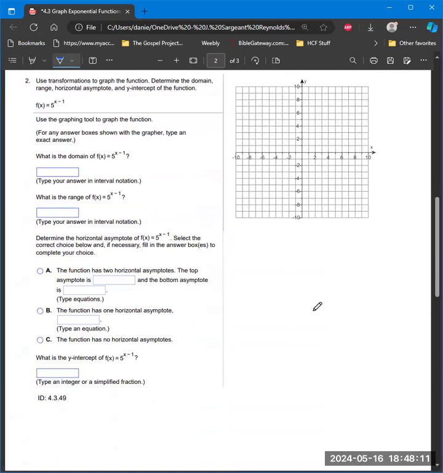Now let's look at this second function here, 5 to the x minus 1. We're going to start with the idea of 5 to the x, and we're going to move it 1 to the right. So it's still going to have a horizontal asymptote here at y equals 0. Now, instead of having the point 0, 1, it's going to be at 1, 1. And then what would have been 1, 5 is now 2, 5. And what would have been 2, 25 is now 3, 25.